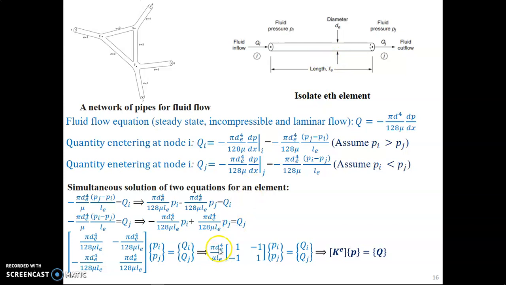Again, these are the common terms which can be kept out of this matrix, and we get a unity matrix with unit positive terms along the diagonal and minus unity terms along the off-diagonal. Pi, Pj are the field variables, and Qi, Qj are the load imposed on the system, or the lubricant flow. Again, we get the elemental equation in a similar form to Kx equals P.